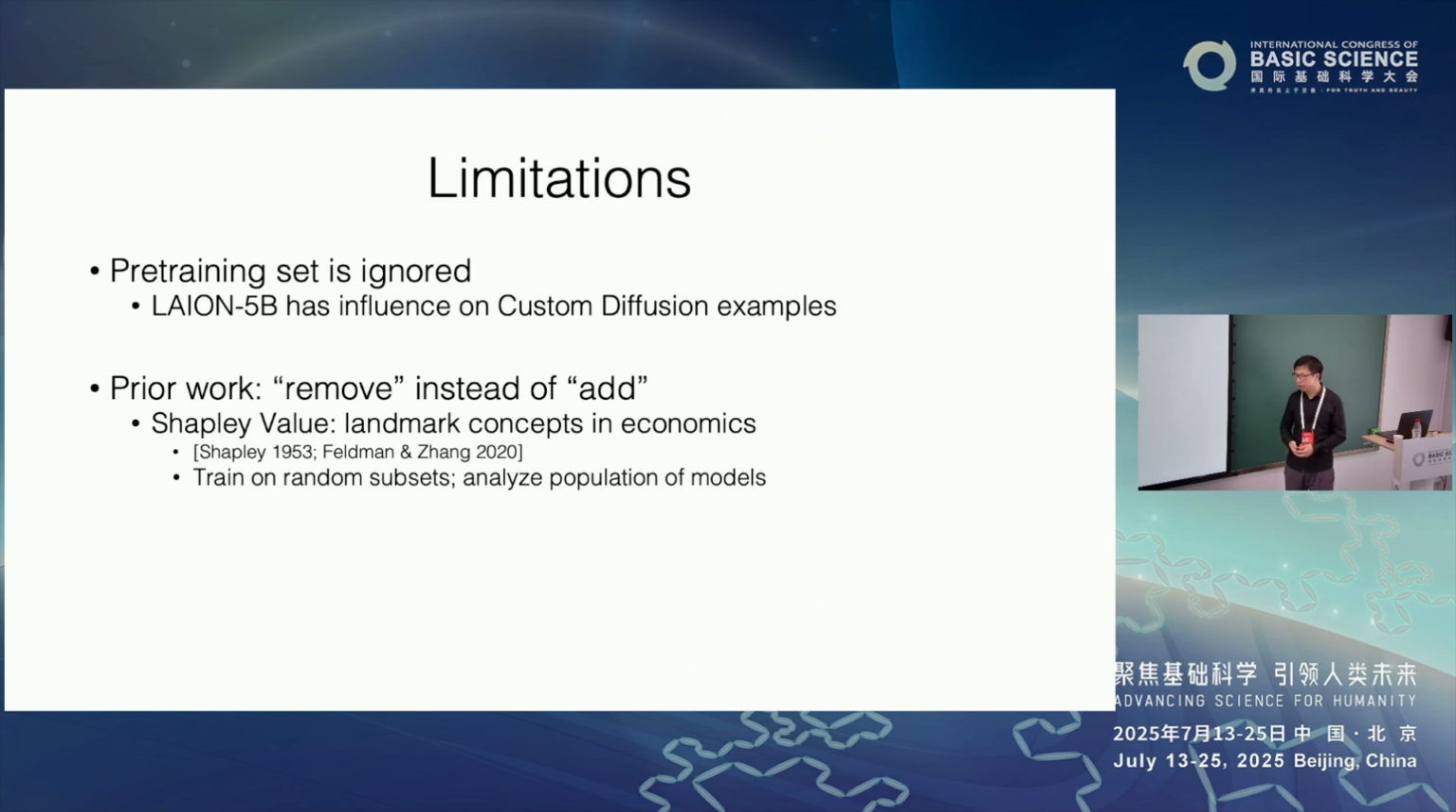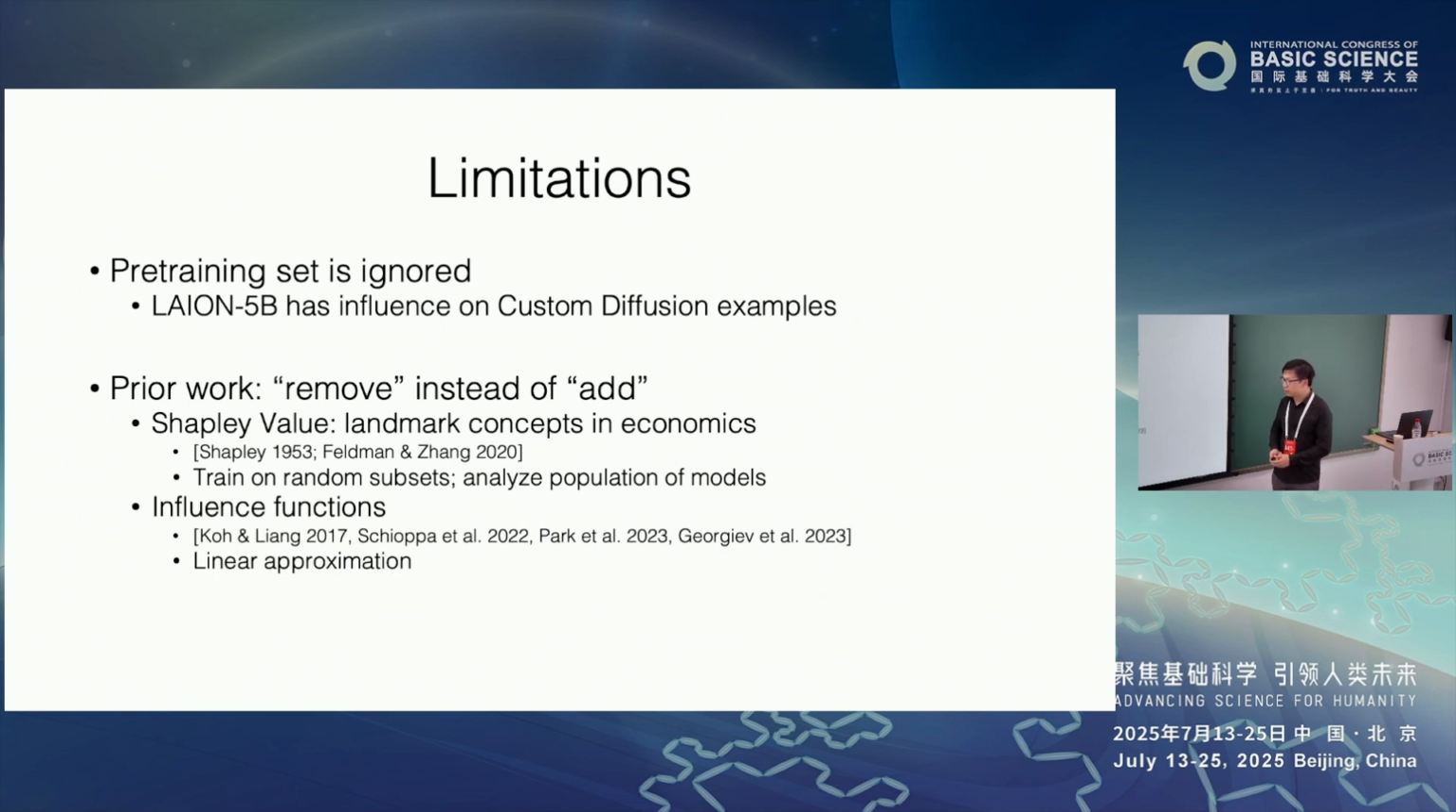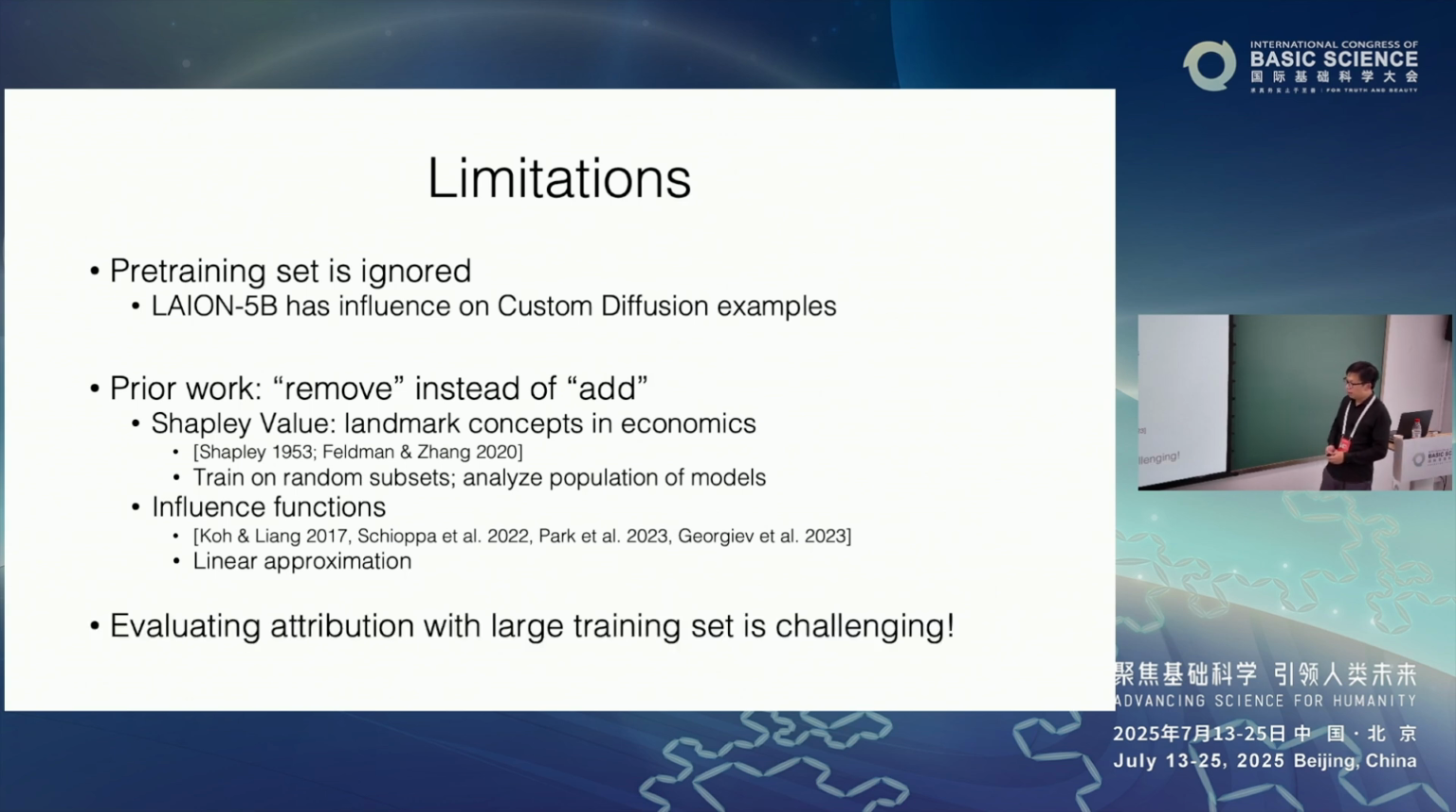It's very expensive. Another idea here, from Stanford, is called influence function. We'll talk about it in a minute. They try to have a linear approximation, using lots of Taylor expansion to approximate the removal of images from the training set. But in general, evaluating attribution is very difficult in the general setting because we don't know the ground truth. We only know the ground truth in the fine-tuning setting.